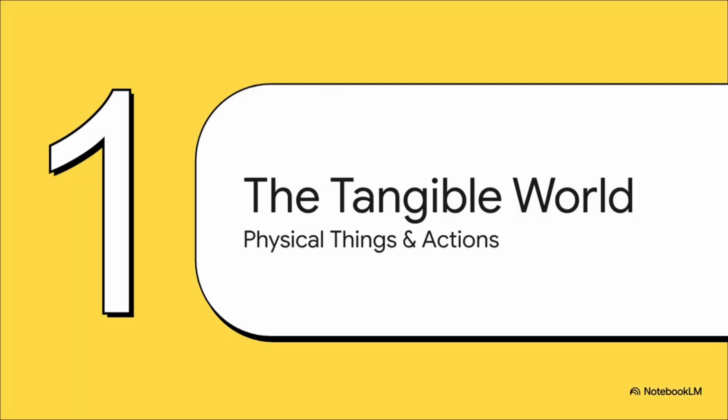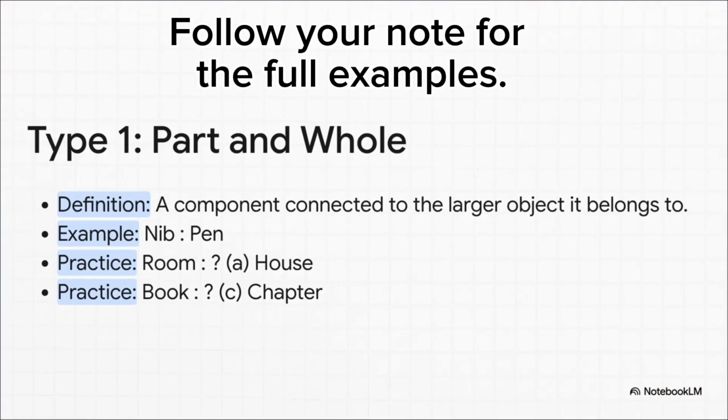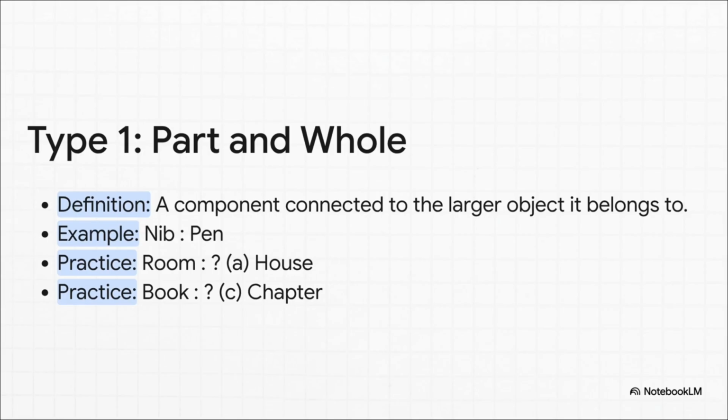Okay, let's start with stuff we can actually see and touch. This first big group is all about relationships and the world around us. Physical objects, living things, and what they do. First up, part and whole. The relationship here is simple. One word is just a piece of the other, like a nib is part of a pen. So let's try this. If a student is part of a class, then a room is part of a house. The answer is A. Perfect.